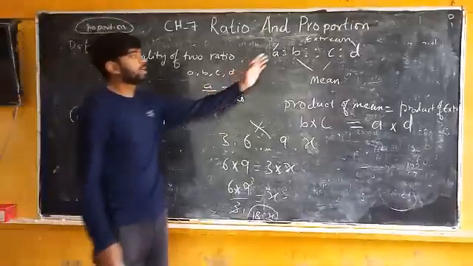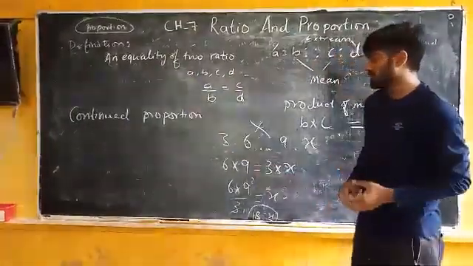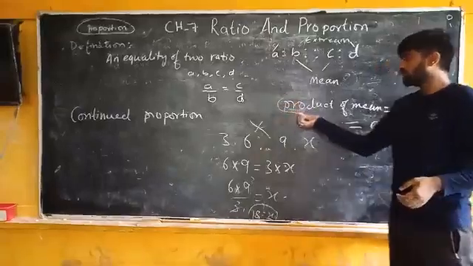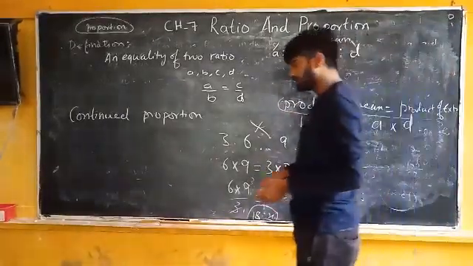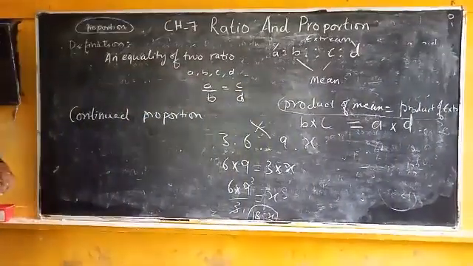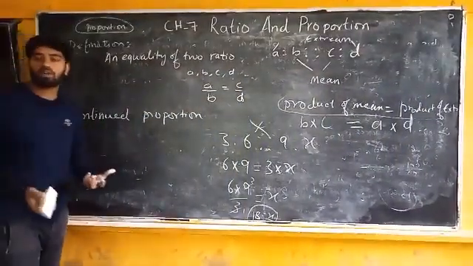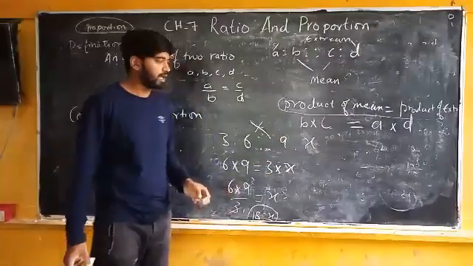So the middle terms are called means and the outside terms are called extremes. And what is the formula to figure it out? Product of means is equal to product of extremes. This was also taught in the previous classes: how to find the unknown term that is not given to you. For example, if 3 terms are given, how to find the 4th term.